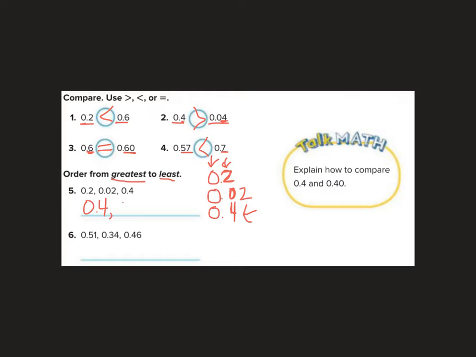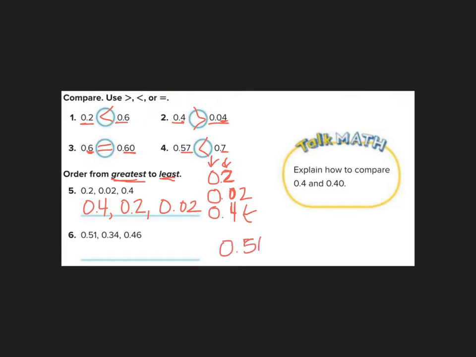Okay, so 4 tenths is going to be my greatest. Then it's going to be 2 tenths. And lastly, it's going to be 2 pennies, 2 hundredths. Is going to be my smallest. I'm going to double check. Did I do it biggest to smallest? Yes, I did.